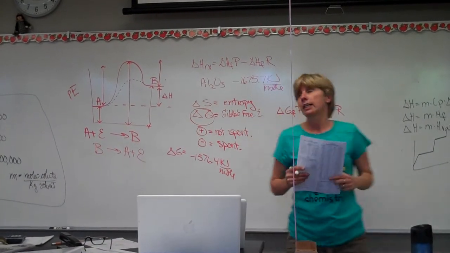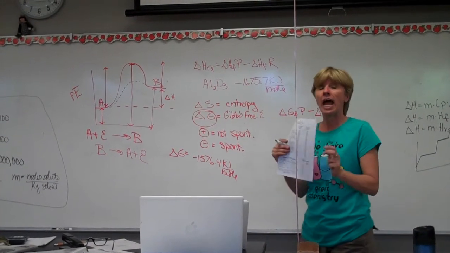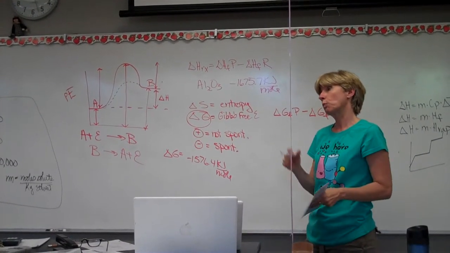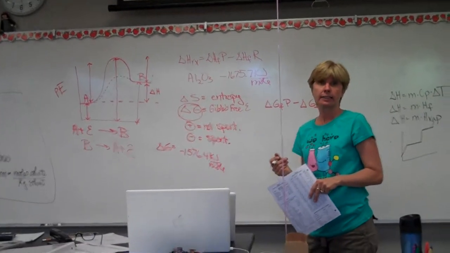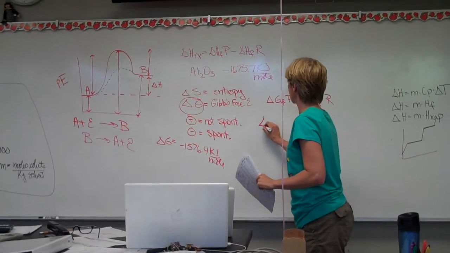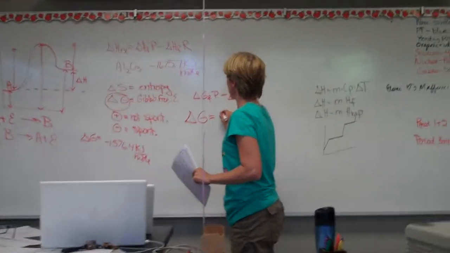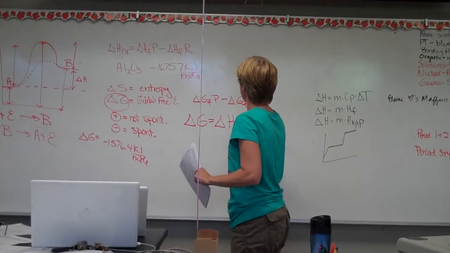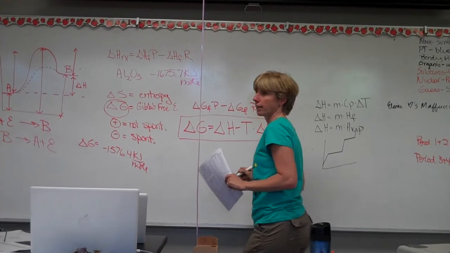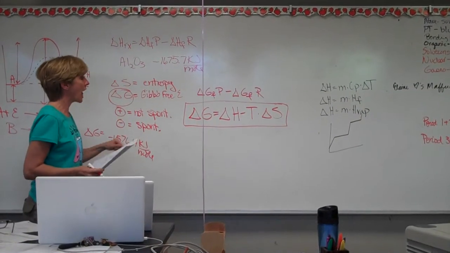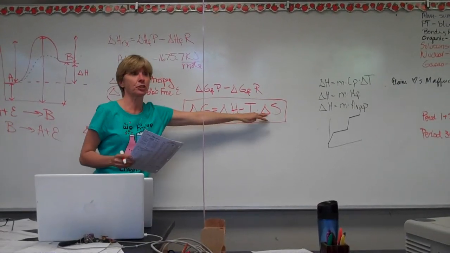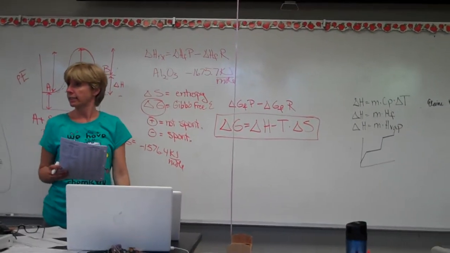Now, delta S. We don't have a table of S values. So that means there's only one other way for you to calculate delta S. It could be products minus reactants, but you don't have the S values. So that's where you're going to use this formula right here. Delta G is equal to delta H minus temperature times delta S. So if you can find delta G, and you can find delta H, and you know the temperature, you can solve for delta S and plug it in.